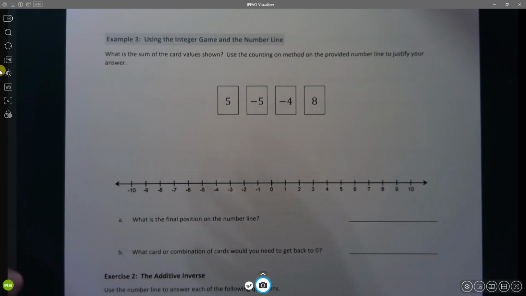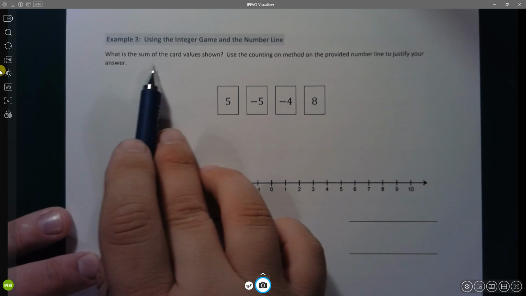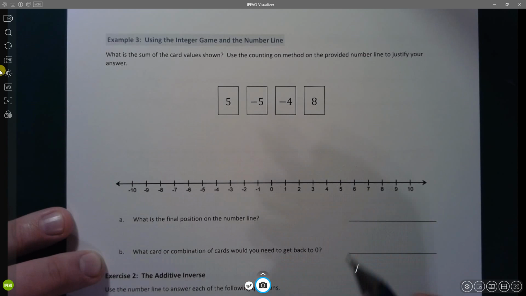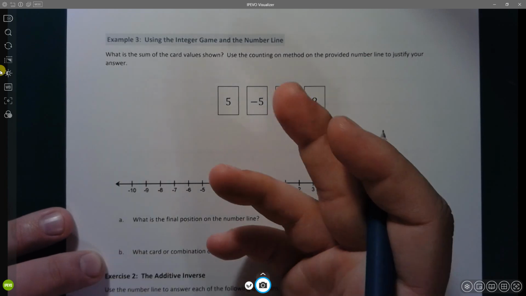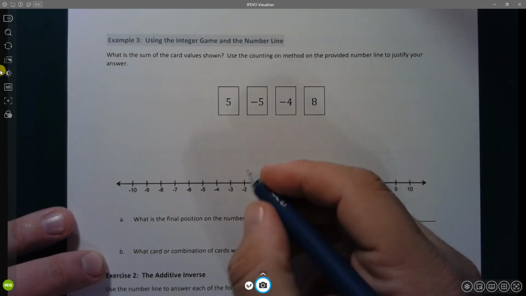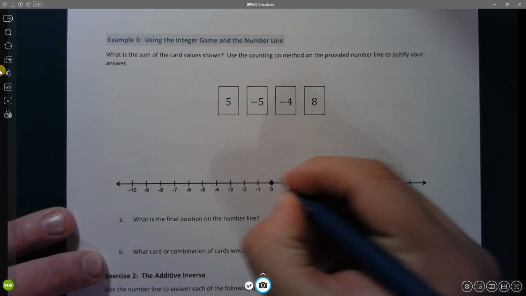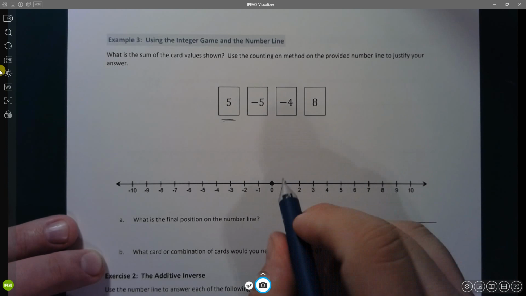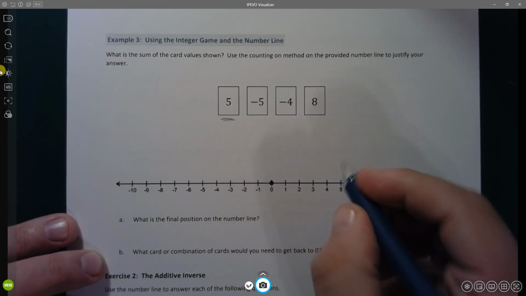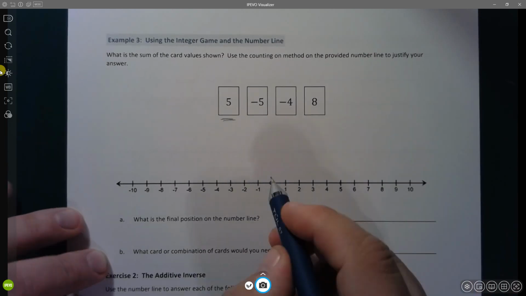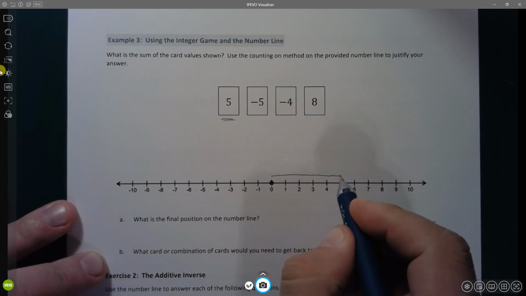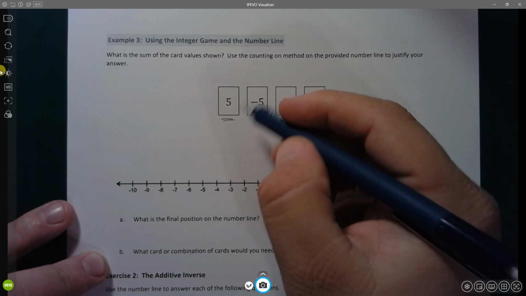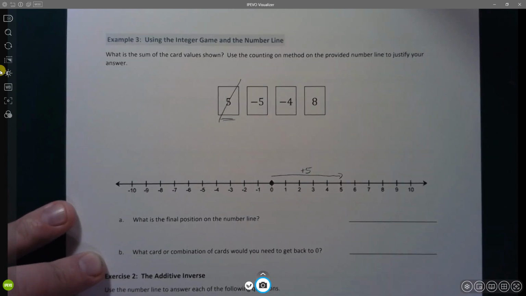The first thing we're supposed to do, it says, what is the sum of the card values shown? Use the counting on method on the provided number line to justify your answer. So the first thing we're going to do is start where? 0. First number is 5. Where's 5 at? 1, 2, 3, 4, 5. Here's 5 right here. So from here to here, I added 5. Now I'm done with the 5 card.